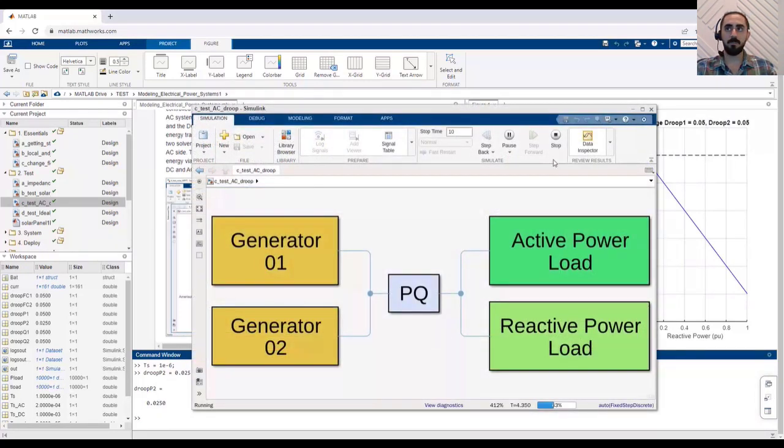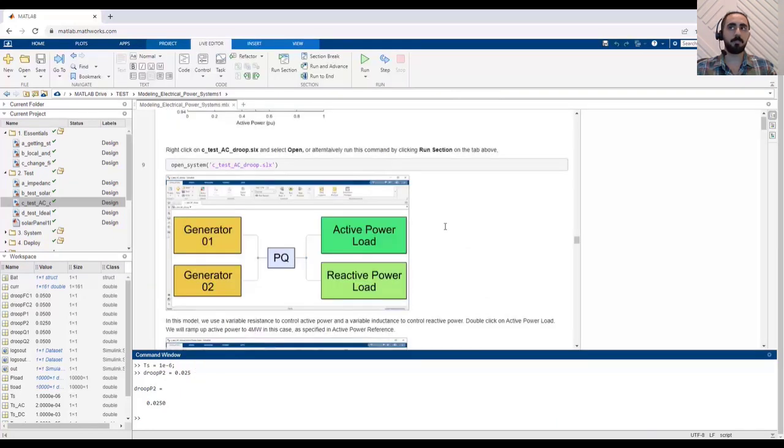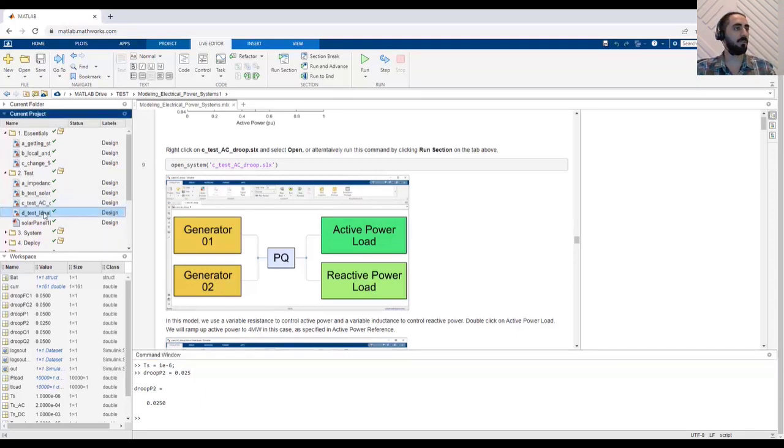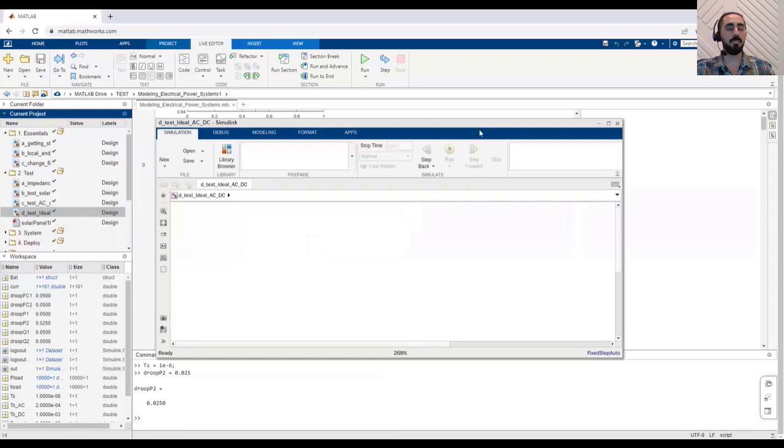Now I'm gonna close down this model, stop the model. So we have confirmed the solar array and maximum power point tracking. We confirmed the power sharing for frequency droop, and the final test is gonna be the power converter.